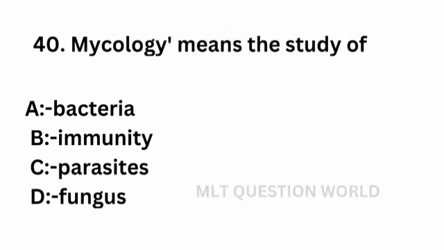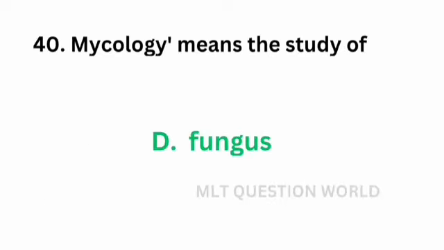Question number 40. Mycology means the study of option A bacteria, option B immunity, option C parasites, option D fungus. For bacteria it is bacteriology, immunity, immunology, and parasites, parasitology. So the correct answer is fungus. Option D fungus is the correct answer. Mycology means the study of fungus.